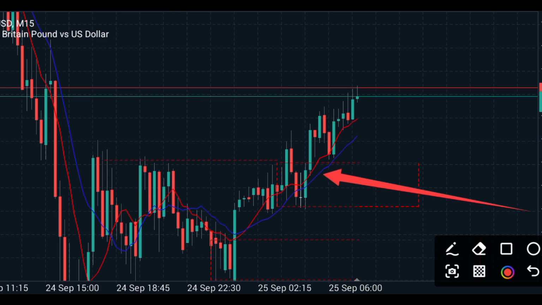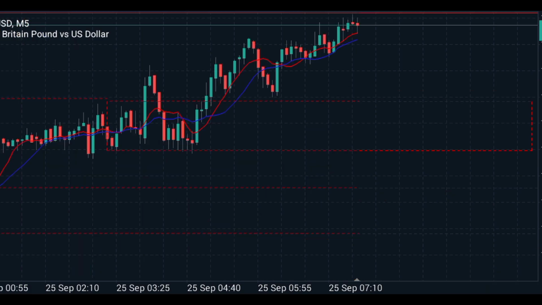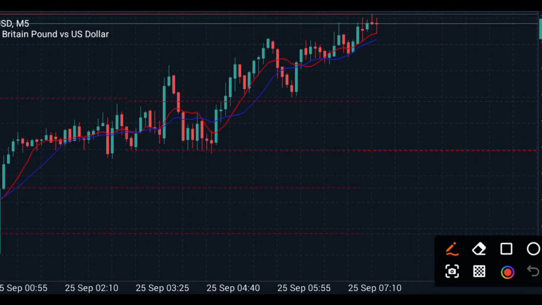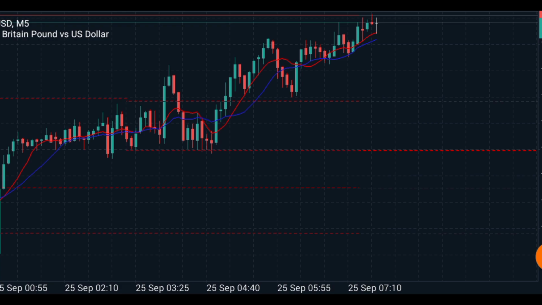If it's not so clear, what you can do is switch over to the 5 minutes time frame for a clearer view. Now this was the order block we mapped out from the 15 minutes time frame. Over here in the 5 minutes time frame, you can see it is boldly marked out. Now what you can do is refine your entry, the order block.